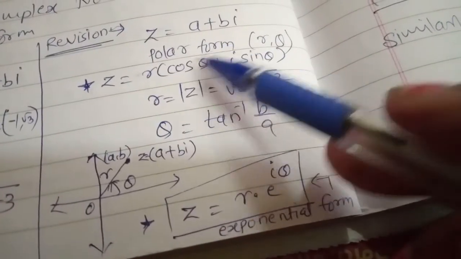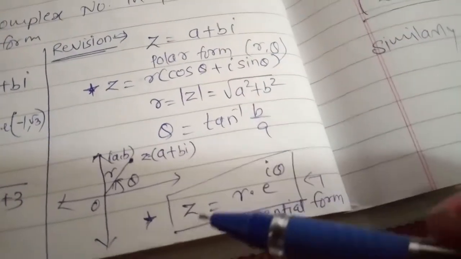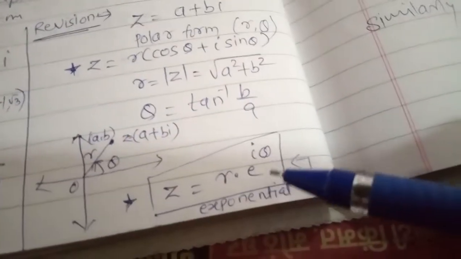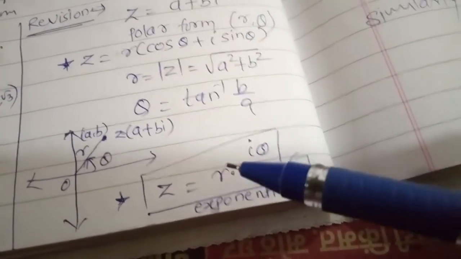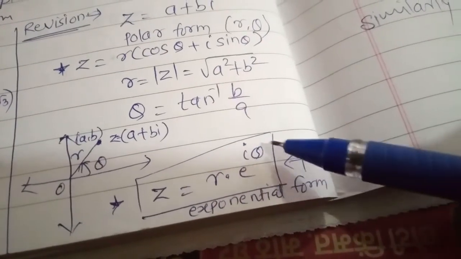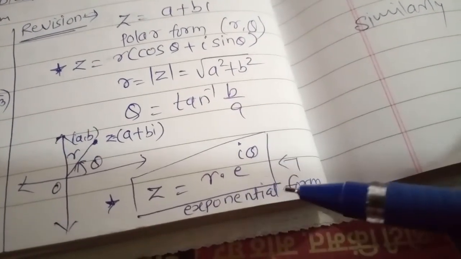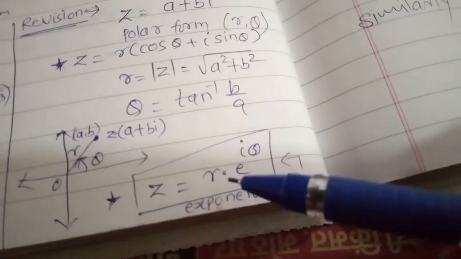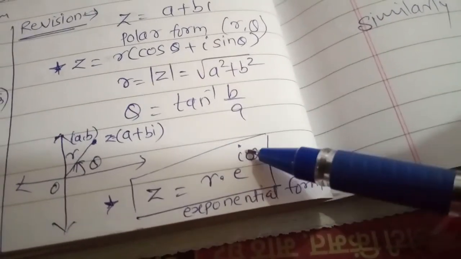So this is all about the polar form, and the exponential form is given by this formula. We just have to keep in mind this formula, that is z is equal to r into e raised to i theta. This is the formula for the exponential form. Z is equal to r into e raised to i theta. So we start with the first example.